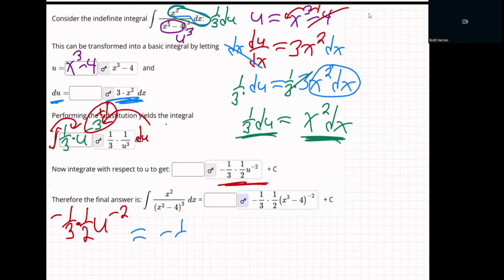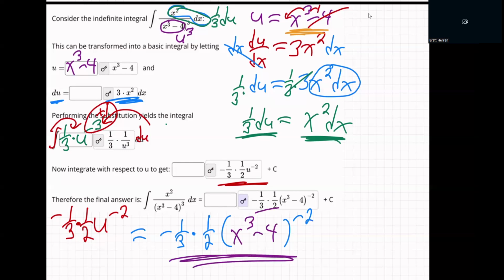And the final step is now we change it all the way back to x. So we go, okay, it's -1/3 times 1/2. But then when we come to that u, what is u? Well, from the beginning, u is x to the third minus 4. x to the third minus 4. There it is. Plus a constant, of course. And there we go.